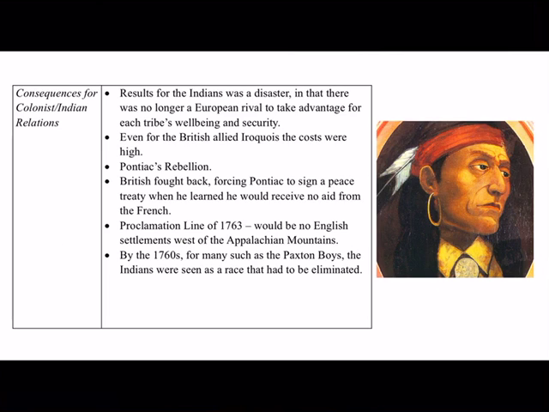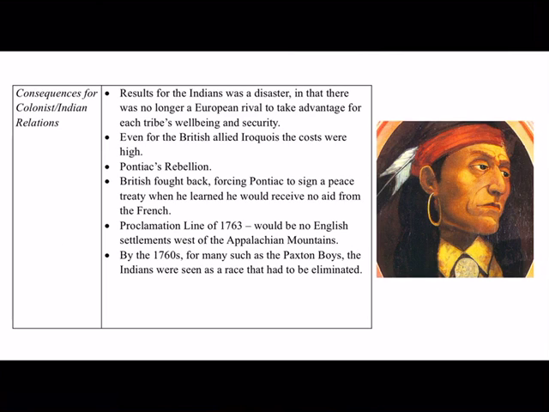So Pontiac is pictured there, an Ottawa chief who united many of the Indian tribes who were allied with the French and launched an attack against the British forts, capturing and taking control of most of the Ohio region. The British fought back, forcing Pontiac to sign a peace treaty, which he signed once he learned he would receive no aid from the French. He appealed to France for aid, hoping that they would reignite the war in the colonies, but after the French and Indian War, they declined to do so.